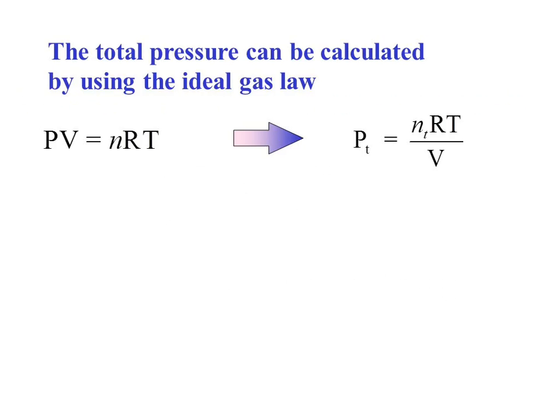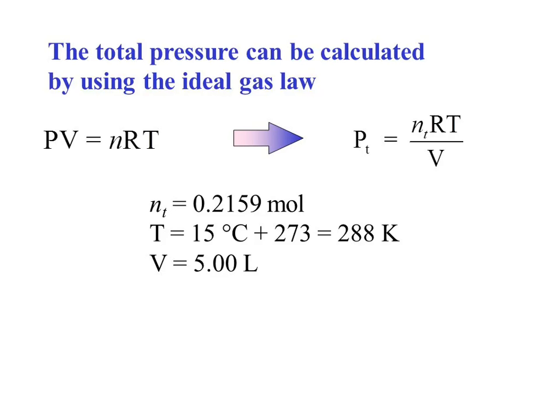All right, so we can get the total pressure, which was one of the questions, wasn't it? We can get the total pressure by taking that total number of moles, times R times the temperature. Remember, we're going to have to convert from Celsius to Kelvin, divided by the volume, which I think was that 5.00 liters. Total number of moles, 0.2159. Temperature, converting 15 degrees Celsius to Kelvin is 288 Kelvin. Again, the volume is 5.00 liters.